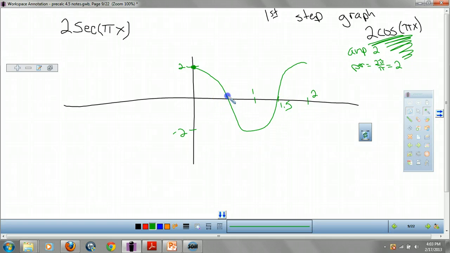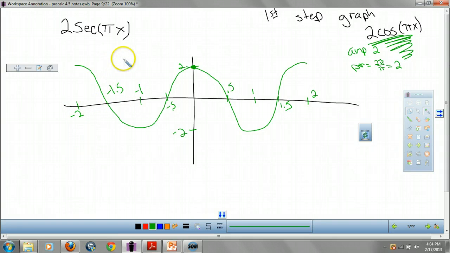So what this guy would be? 1.5. 0.5. Not my best drawing yet to date. Up, out, around, up. -0.5. -1. -1.5. -2. Okay. So you graph your cosine.